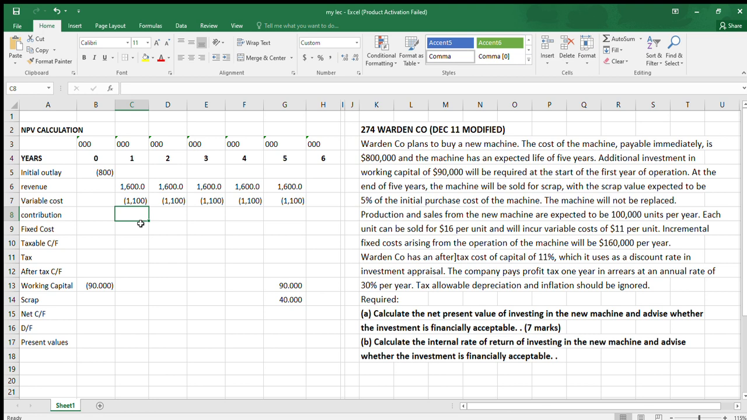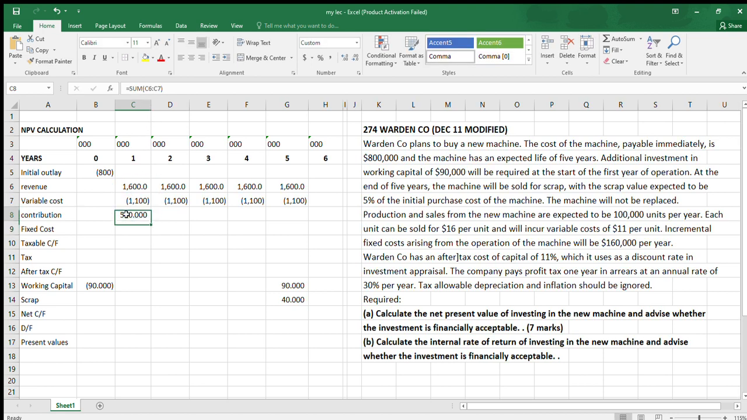That is in management accounting, in performance management. So your revenue minus your variable cost, but you can sum it because negative and positive is still negative. When you sum the two, you get the actual figure, which is 500. This is 1,600 minus 1,100, which is 500, and it is so for all of them.